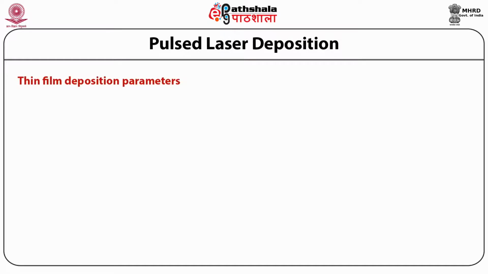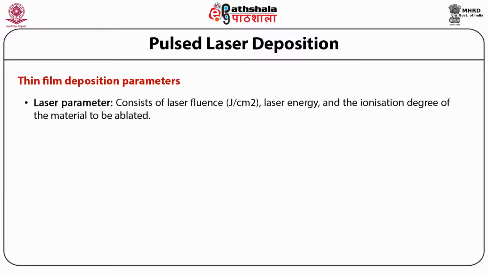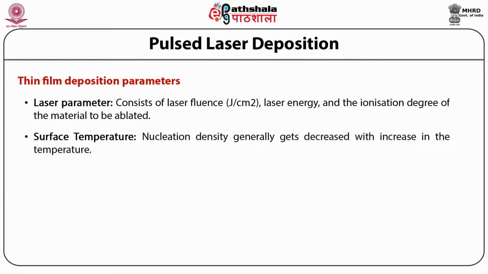Thin film deposition parameters in the case of PLD. First is the laser parameter. It consists of laser fluence in joules per centimeter square, laser energy, and the ionization degree of the material to be ablated. Second is the surface temperature. Nucleation density generally gets decreased with increase in the temperature.